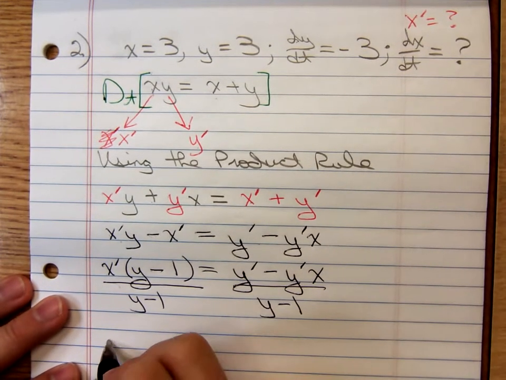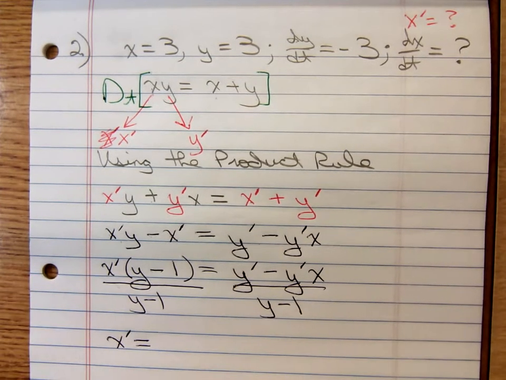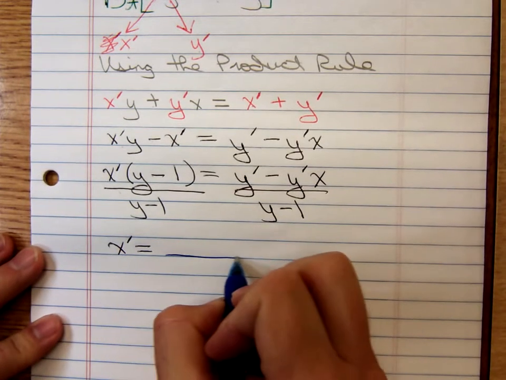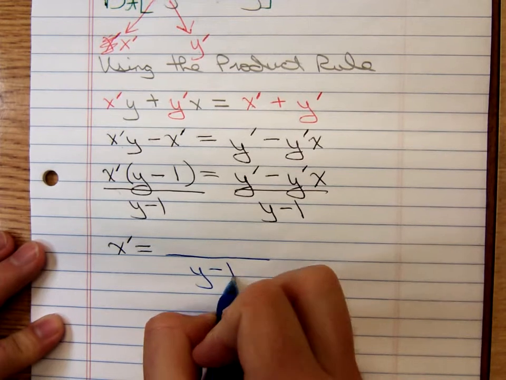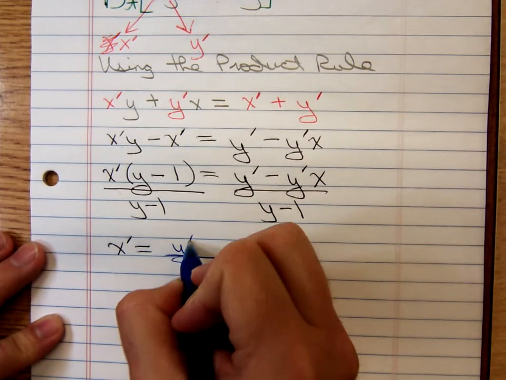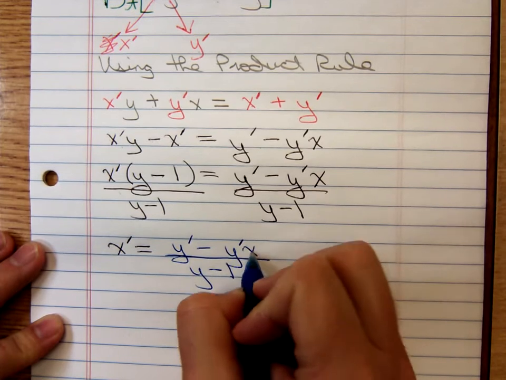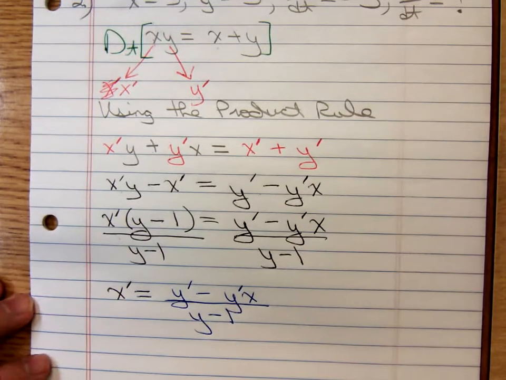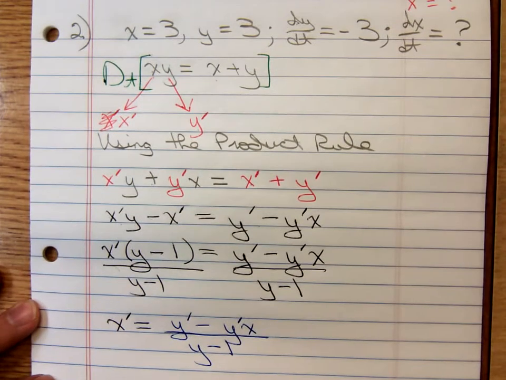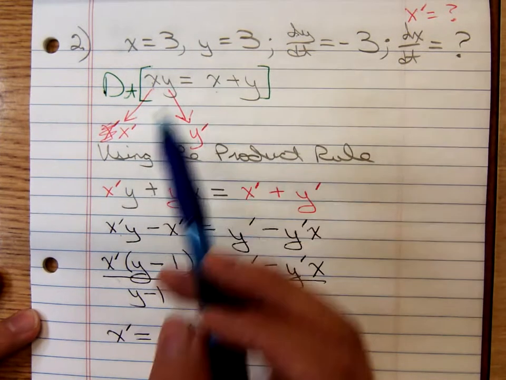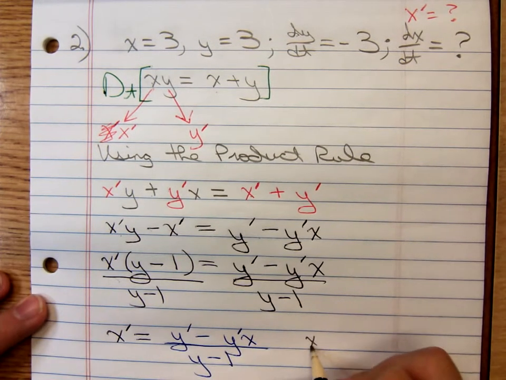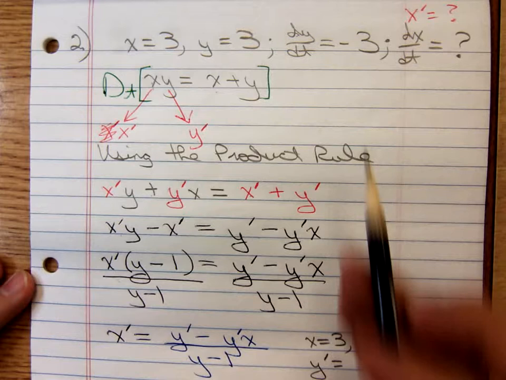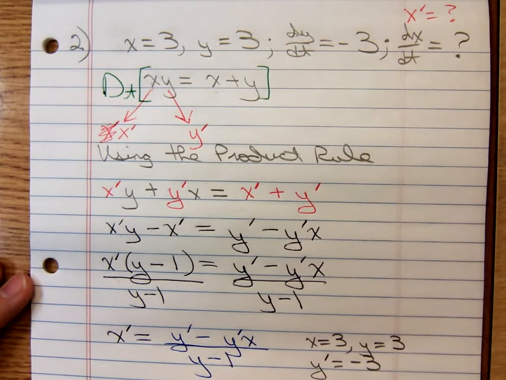And here's the thing I'll plug into. X prime equals, we have a y minus 1 on the bottom. We have a y prime minus a y prime times x on top. Now we'll make the substitutions. Remember, they told us that x is 3, y is 3. Here's the numbers we're plugging in. X is 3, y is 3. Y prime is negative 3. So we're looking for x prime.